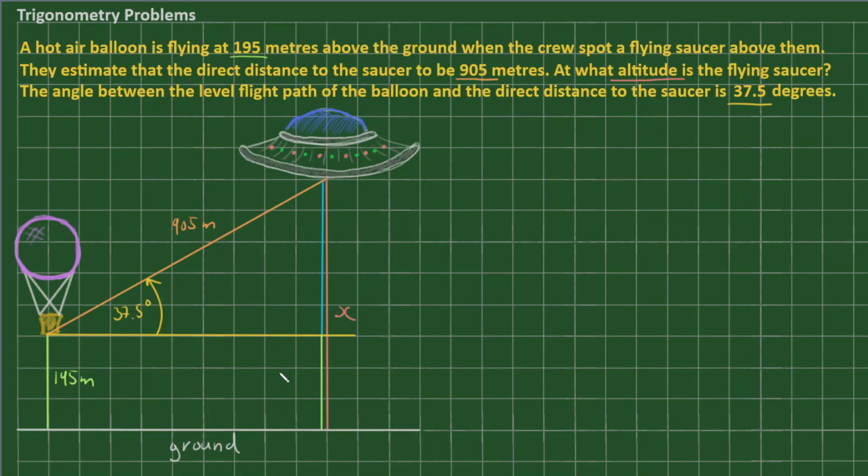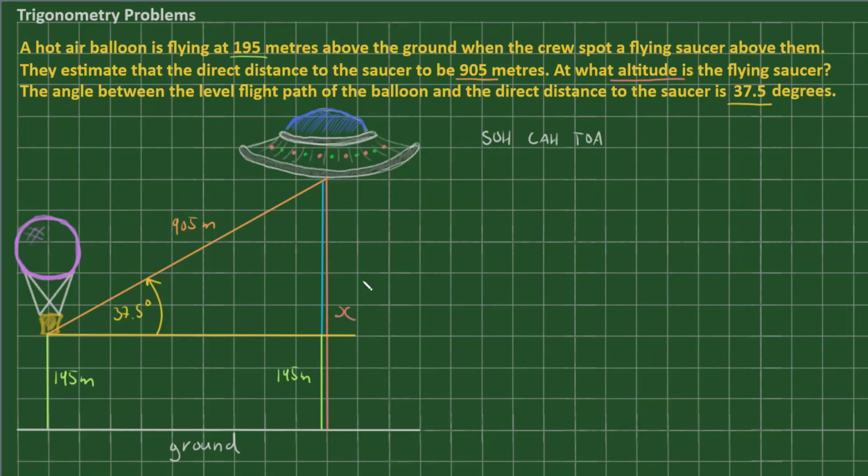The green section will be 195 meters. That is the altitude of the balloon. What about the blue section? Well, trigonometry to the rescue. This is a right angle triangle, which means I can use one of the trigonometric functions. I'm going to write SOHCAHTOA just so that I have all of my options in view.